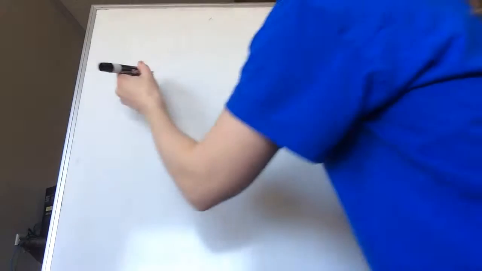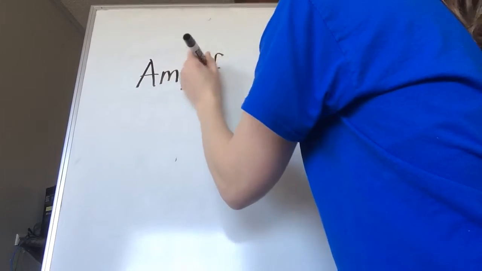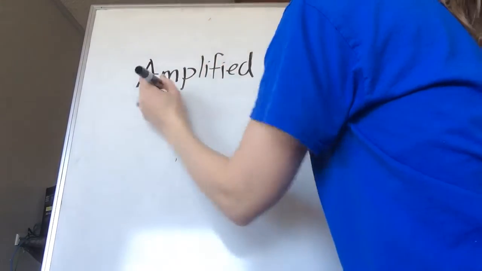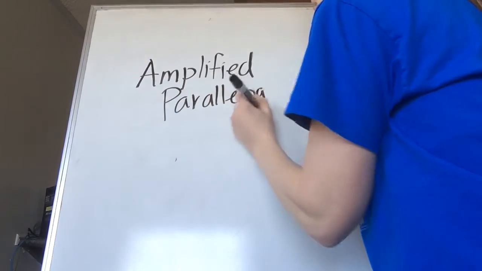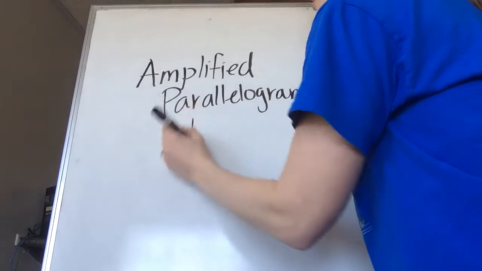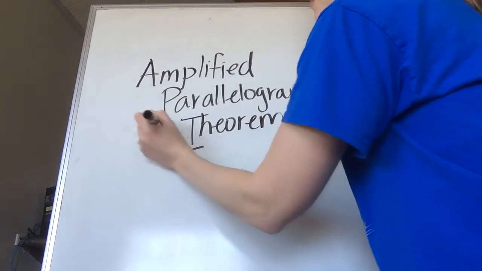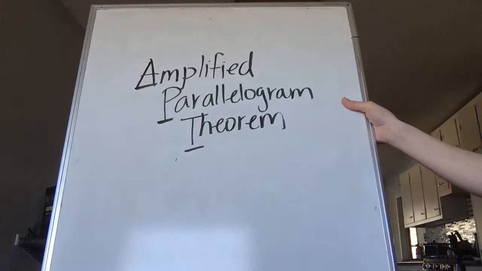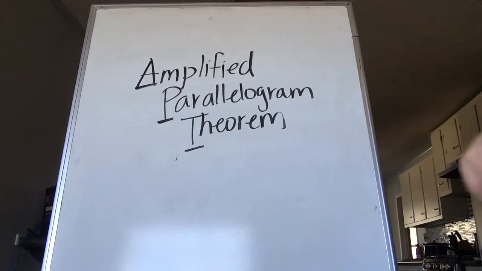Okay, so the fourth concept that is introduced in lesson 25 is called the amplified parallelogram theorem. These are really fancy names. Okay, so APT. And this pretty much states things you already know. It just gives it a fancy name, so you can use that.